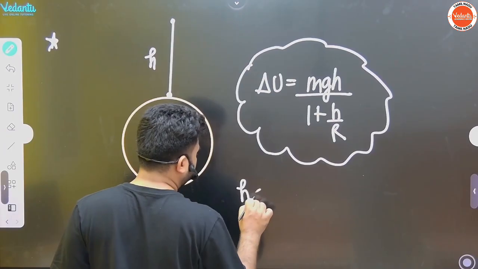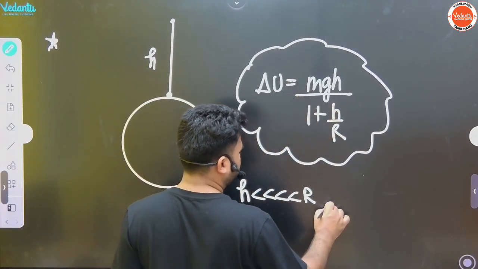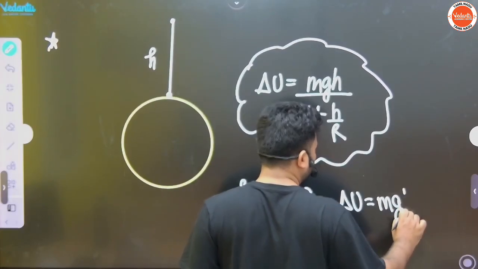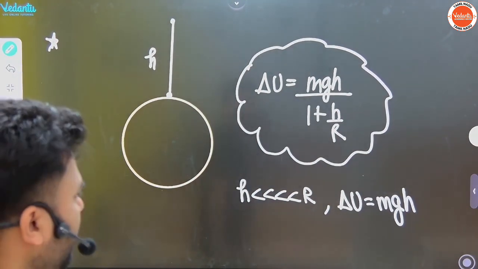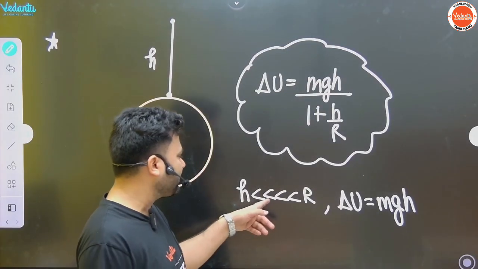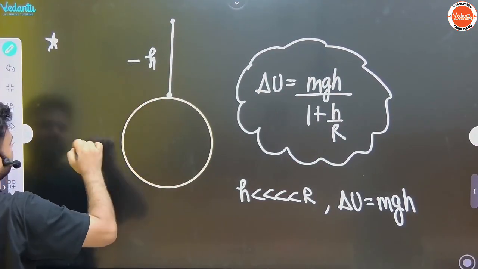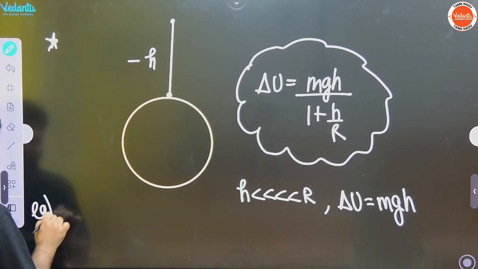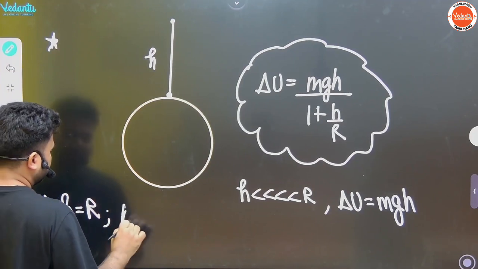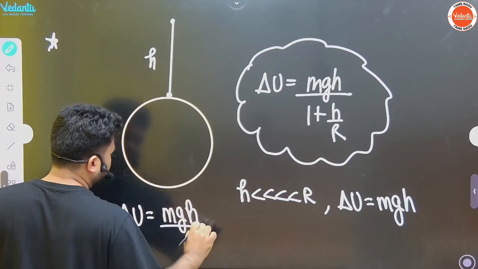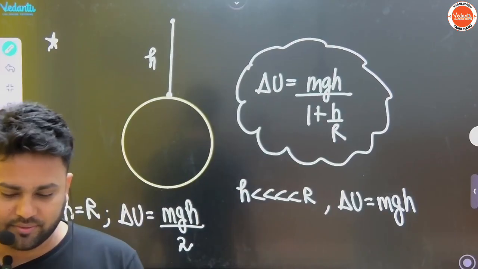If h is very small as compared to the radius of earth, this term will be almost zero. So now the change in potential energy will become mgh. When we lift any object from here to a height h, what do we write? Change in potential energy, mgh. Why do we write this? Because the height we lifted is very small as compared to R. But if someone asks that you are lifting an object to a height equal to the radius of earth, then what is the change in potential energy? So mgh divided by 1 plus h by R, that is 1 plus 1, 2, so mgh by 2, not mgh. So remember this, very important.